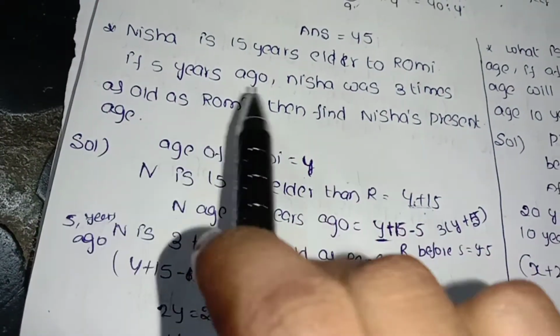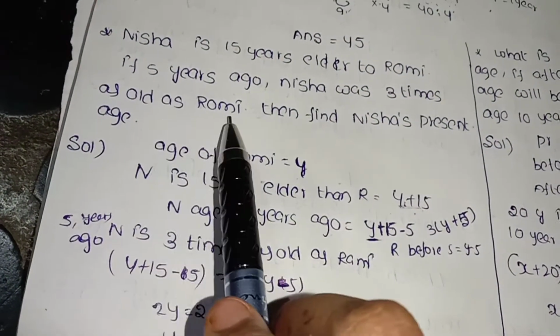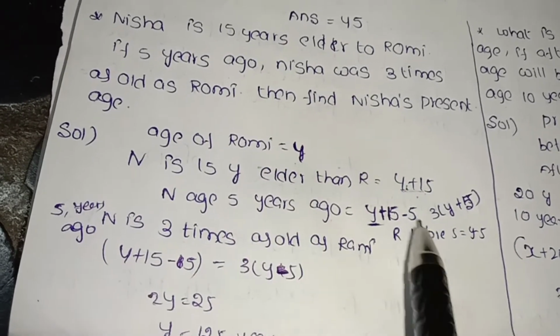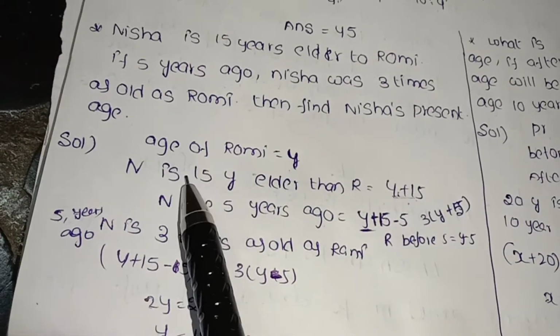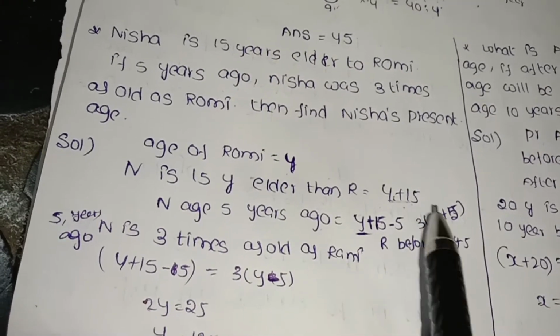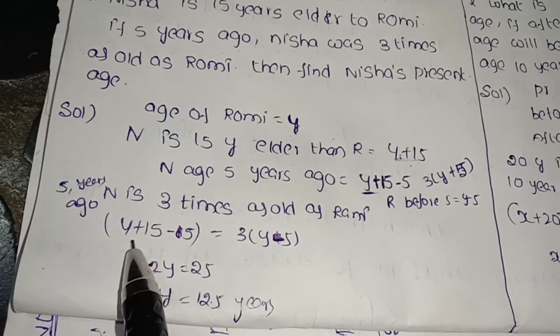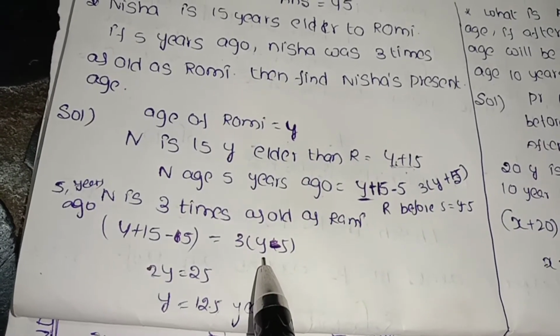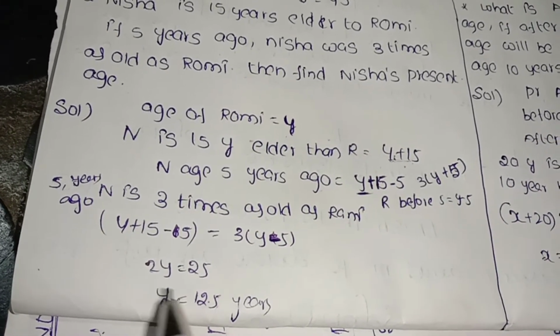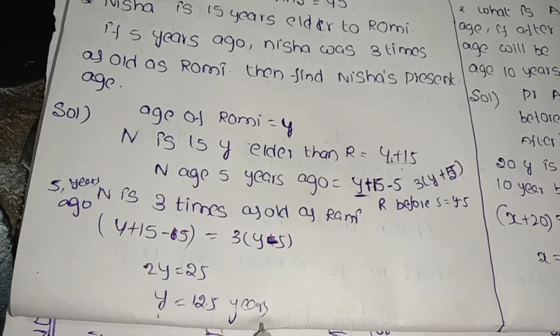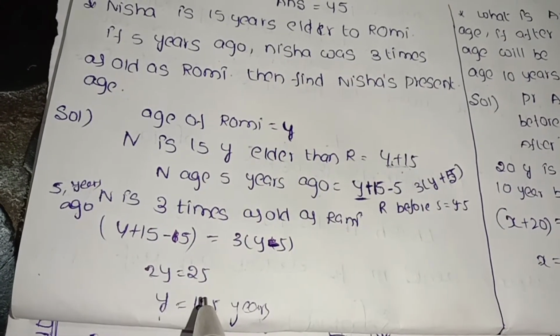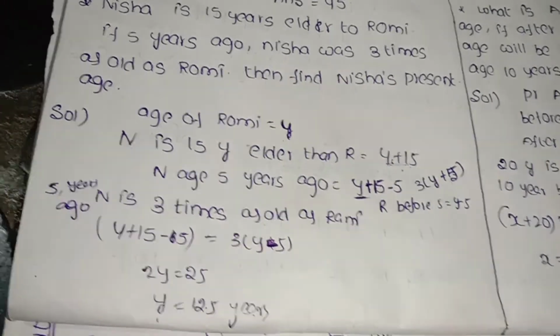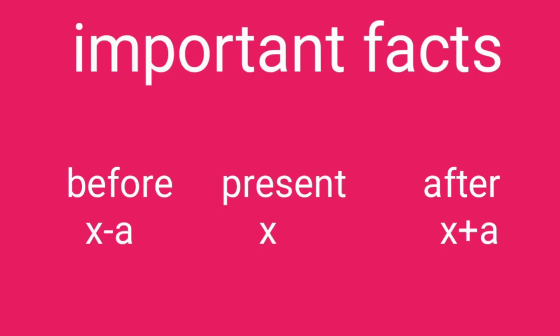So the question is, if 5 years ago Nisha was 3 times as old as Romy, the Romy age is y minus 5. So Nisha's age is 3 times Romy's age. So I am doing y plus 15 minus 5 equal to 3 times y minus 5. For doing simplification, I am getting y equal to 12.5 years. Nisha's present age is then y plus 15. This is the example of this question. Let us see some more examples for following some tricks.